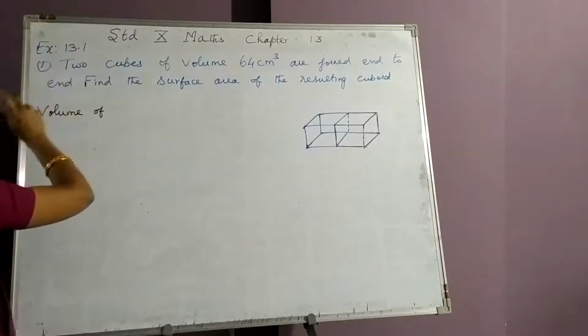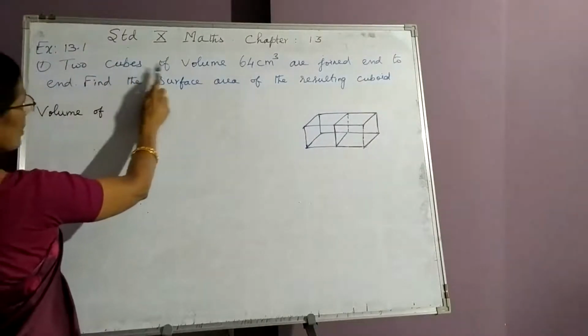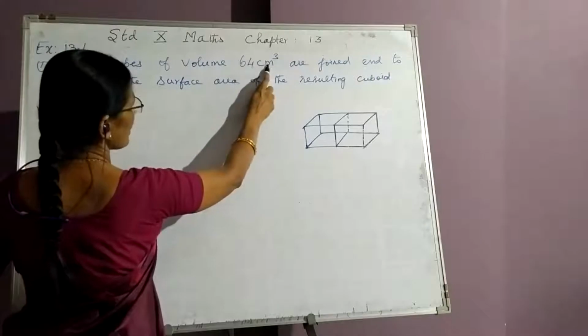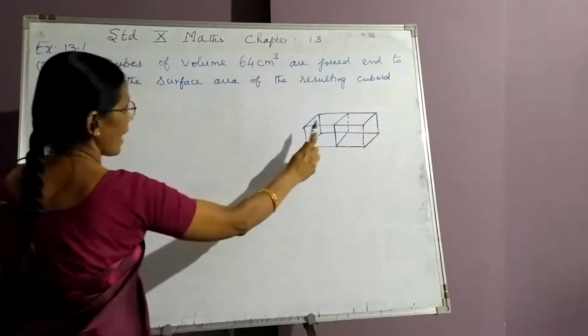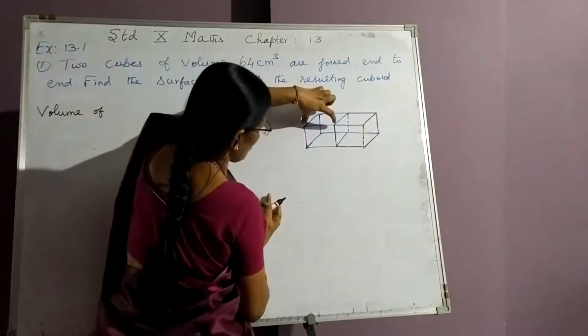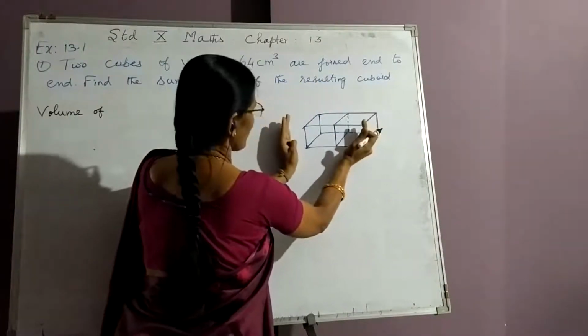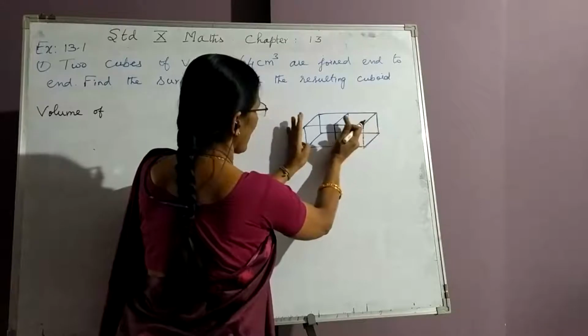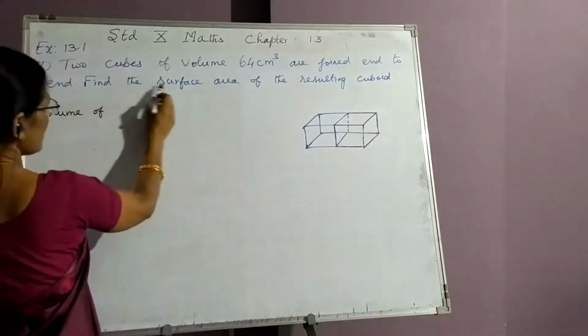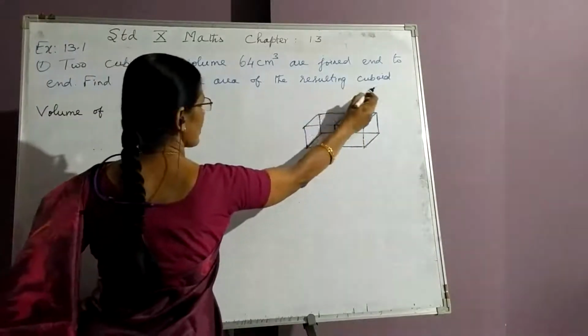Exercise 13.1, first question. Two cubes of volume 64 centimeter cube are joined end to end. You can see two cubes. This is one cube, this is another cube. These two cubes of the same size are joined end to end. Find the surface area of the resulting cuboid.